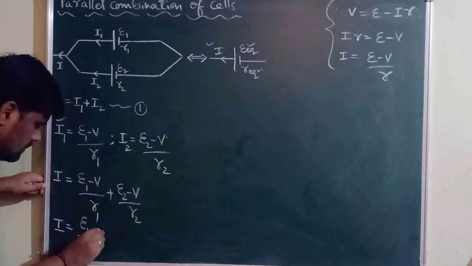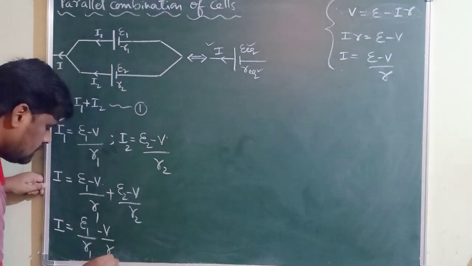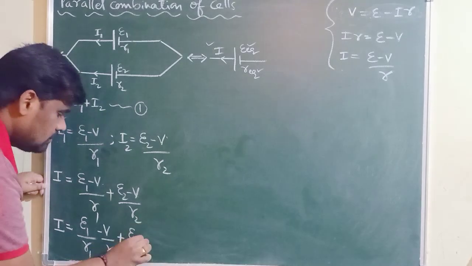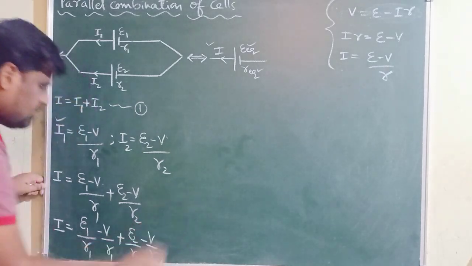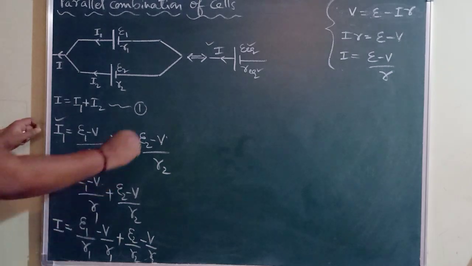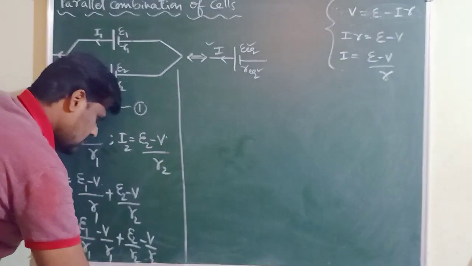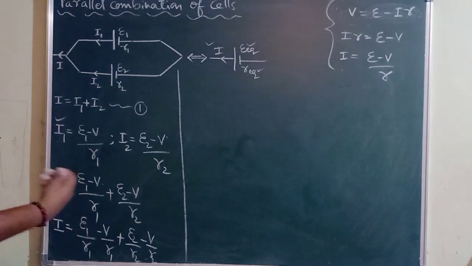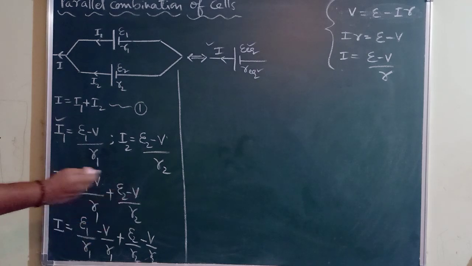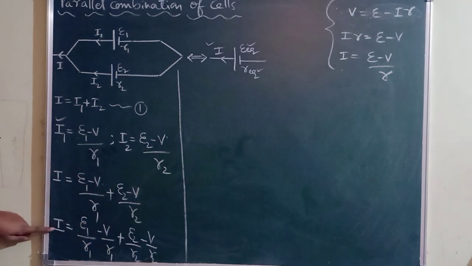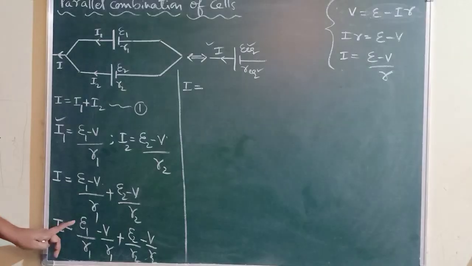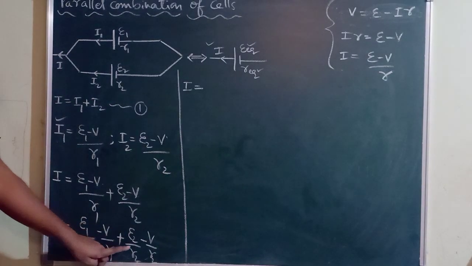E1 by R1 minus V by R1 plus what? E2 by R2 minus V by R2. In the next step, we will write the EMF terms separately and the terminal potential difference terms separately. EMF terms on one side, terminal potential difference terms on the other side, separately. What can I write? I is equal to E1 by R1, next E2 by R2.